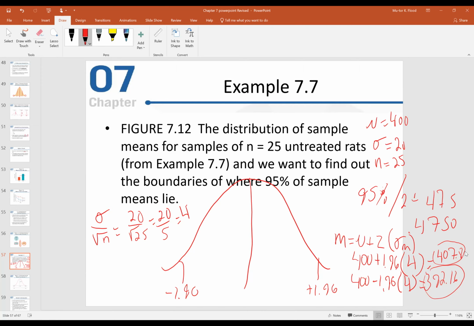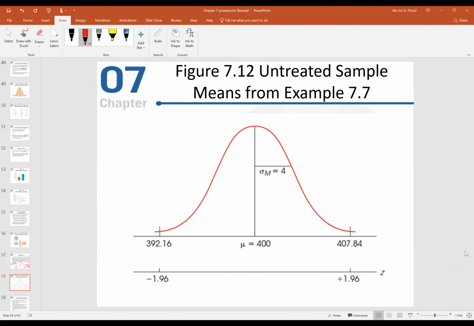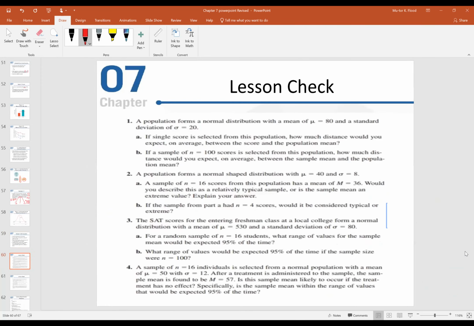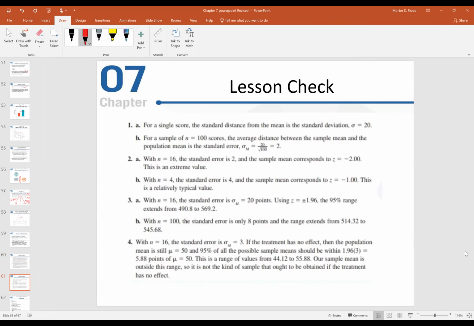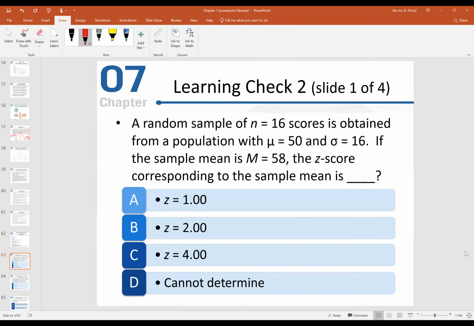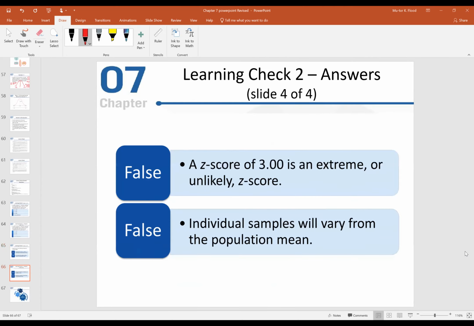All right, so let's continue. All of these questions are essentially versions of the question that we just did on this lesson check, so I won't go over those again. Skip that, skip that, skip that.